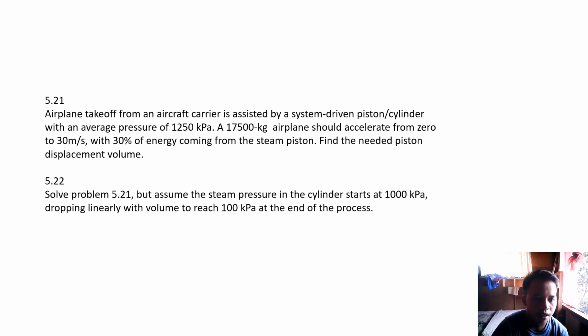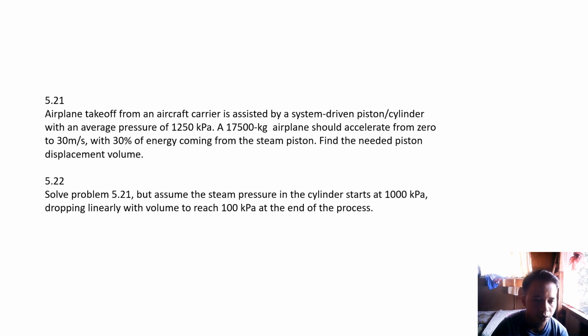If an airplane takeoff from an aircraft carrier is assisted by a steam-driven piston cylinder with an average pressure of 1,250 kPa, a 17,500 kilogram airplane should accelerate from 0 to 30 meters per second with 30% of energy coming from the steam piston. Find the needed piston displacement volume. So we are tasked to solve problem 5.22.